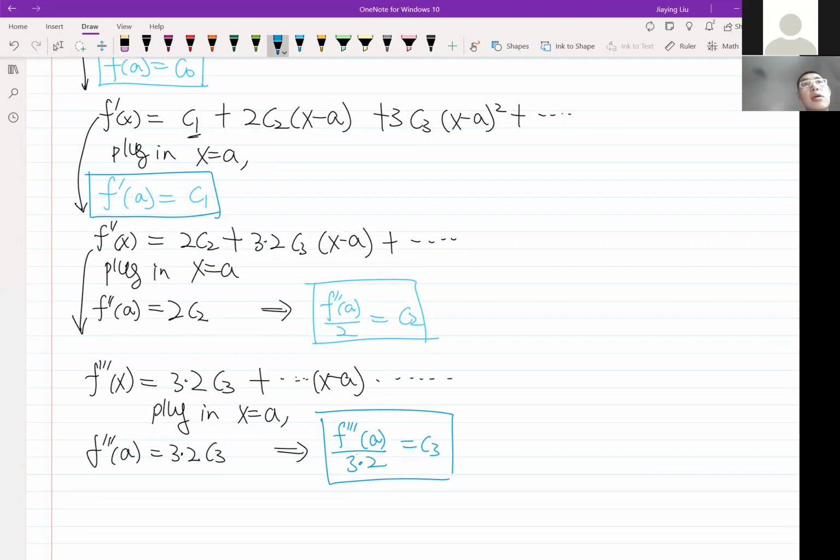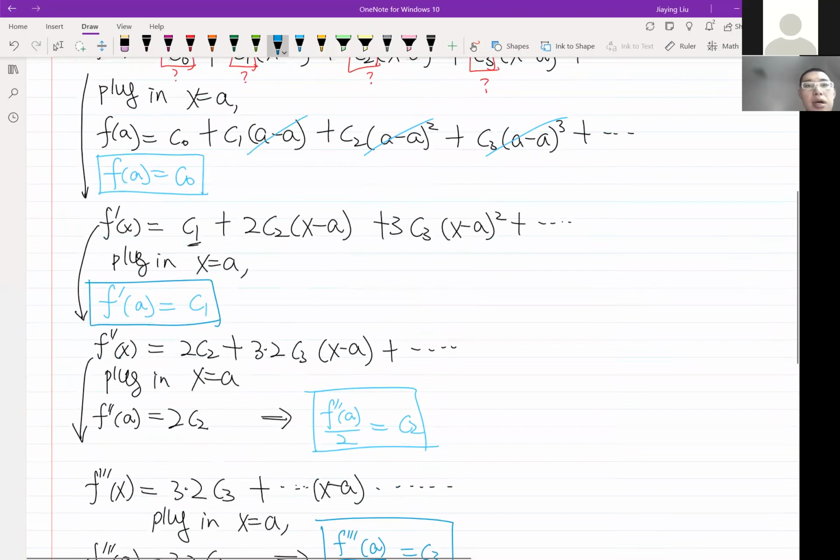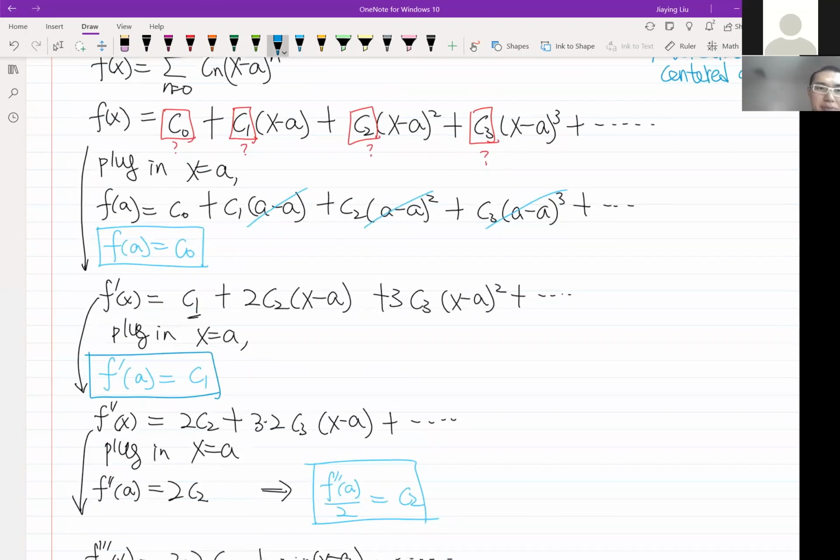A little confused on how you found C0 and C1? To find C0, you take the expansion of f(x) and then plug in x equals a directly. When you do that, you end up with f(a) equals C0 plus C1(a minus a), C2(a minus a) squared, and so on. And a minus a is 0, so all the terms become 0 except for the C0 left. So f(a) equals C0.